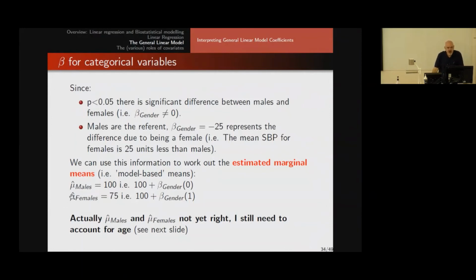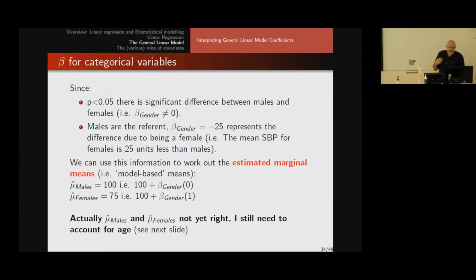So for example, I could say the mean for males equals 100 because it's 100 plus beta gender times 0. In other words, -25 times 0 is 0, so it's 100. For females, it's 75 because it is 100 plus -25 times 1. So 100 minus 25 is 75. The only problem is I've just estimated the mean systolic blood pressure of newborn babies. Remember, our sample is adults.